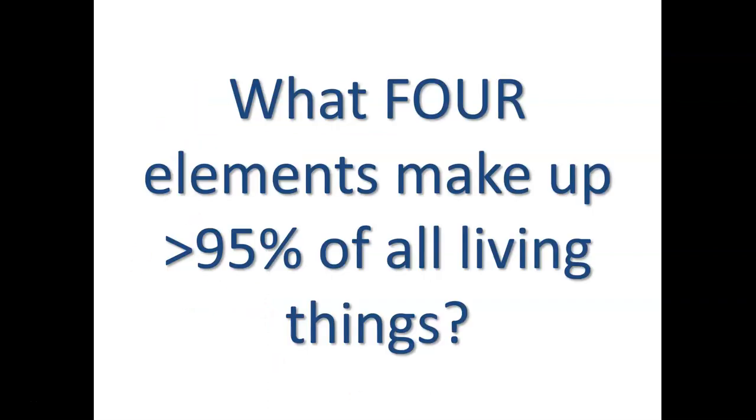So like I said, there are 4 elements that make up living things we talked about in chapter 1, and they are CHON. So carbon, hydrogen, oxygen, and nitrogen. Those are all going to make up those living things.